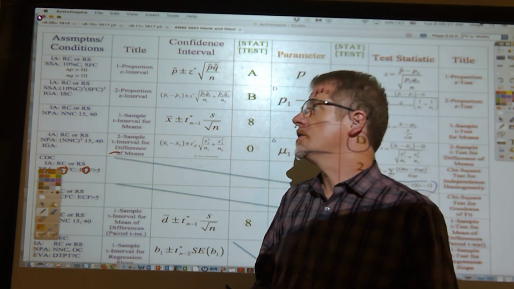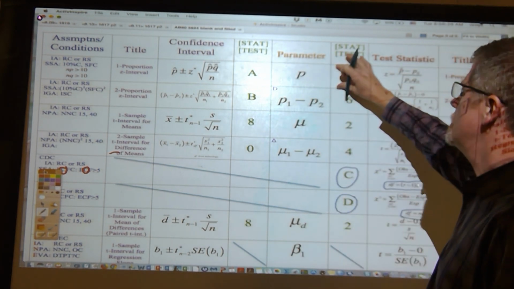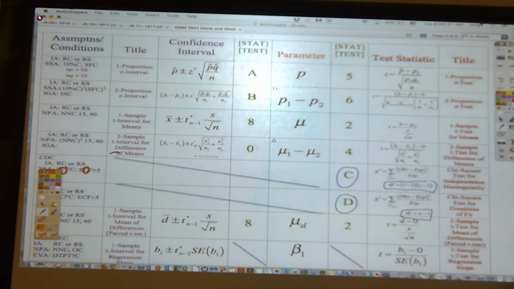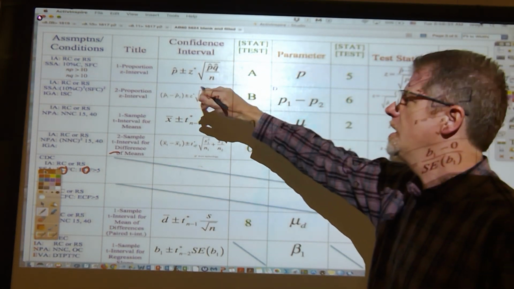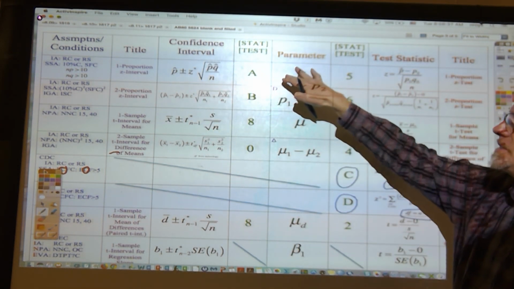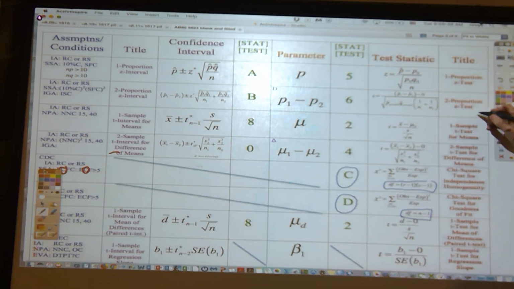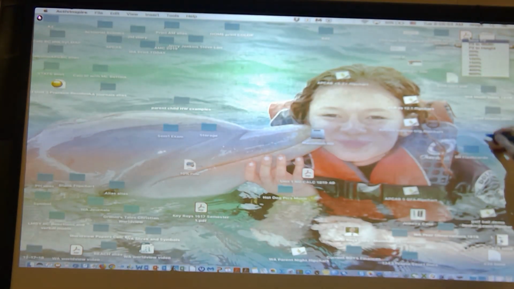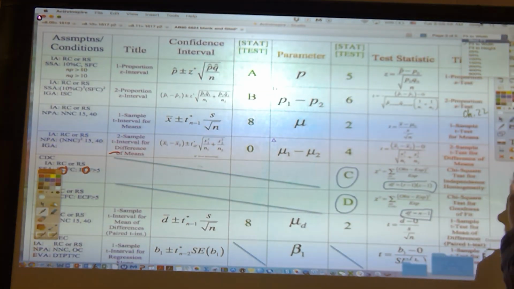Now, the top row here of the AB80 chart, the 1 proportion Z test, 1 proportion Z interval, that's essentially what we do in chapters 19, 20, and 21. Today we're wrapping up chapter 22, and the second row is the chapter 22 row. We started filling that in yesterday, so we're just gonna wrap that up on your AB80 chart.